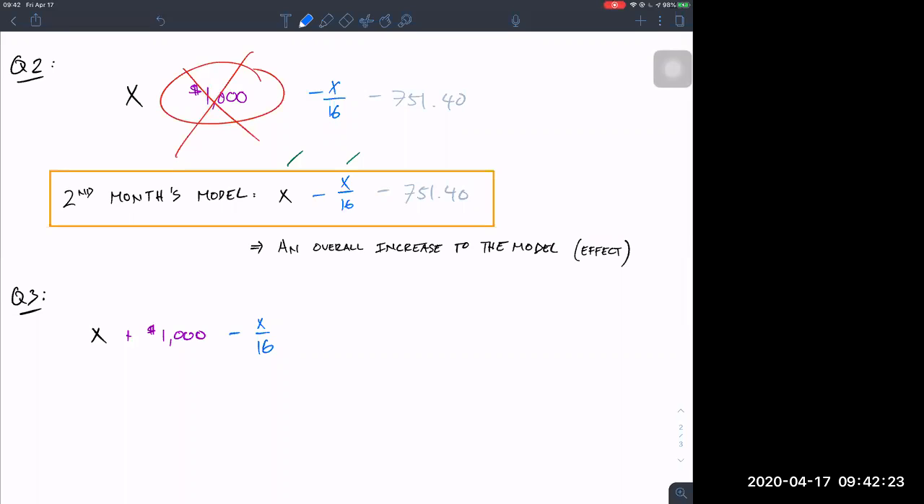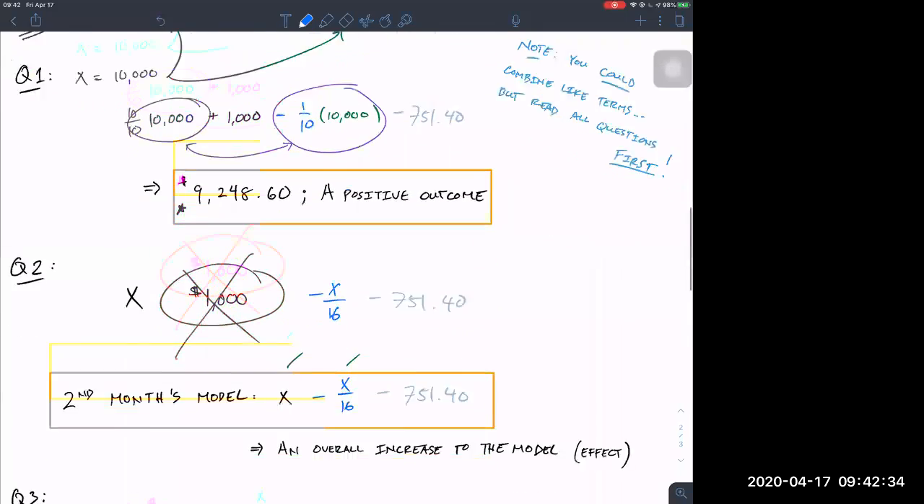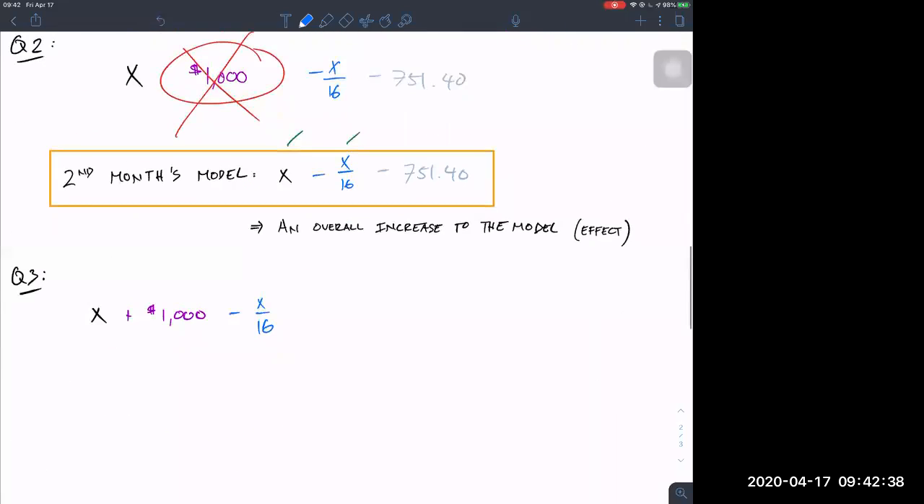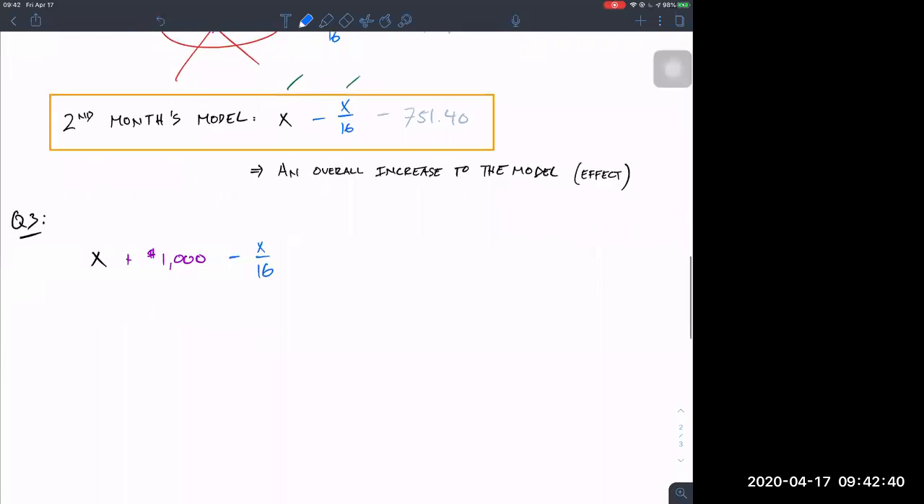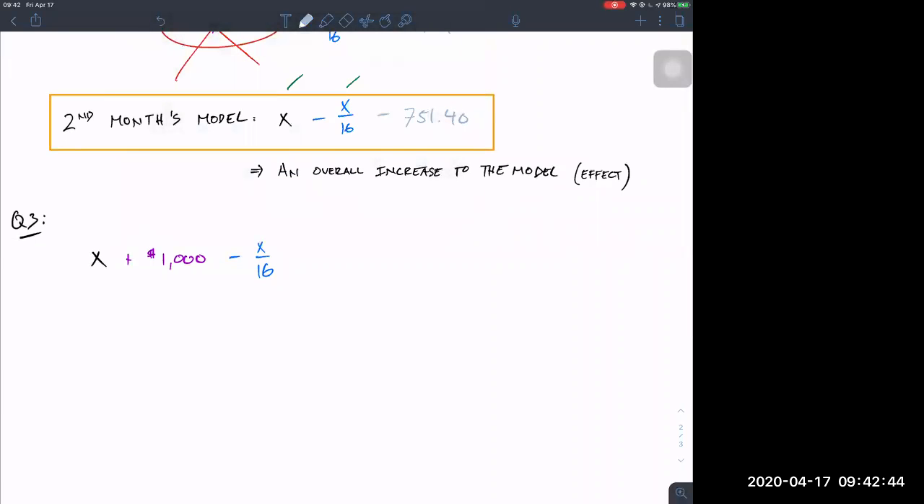Unless stated otherwise, that you're going to go back and have the same effect or whatever the case may be, I will tell you. So it's always safe to assume that when you move from the base model to the second model, and now to your third month's model, you can carry over, again, unless I specify otherwise. And then 751, 40, and then that's it.